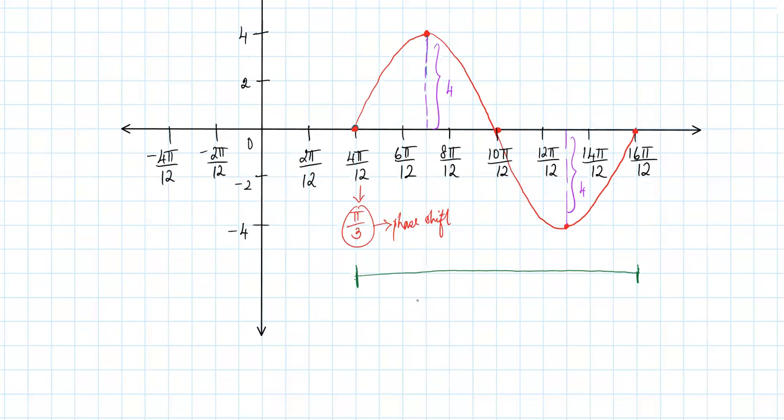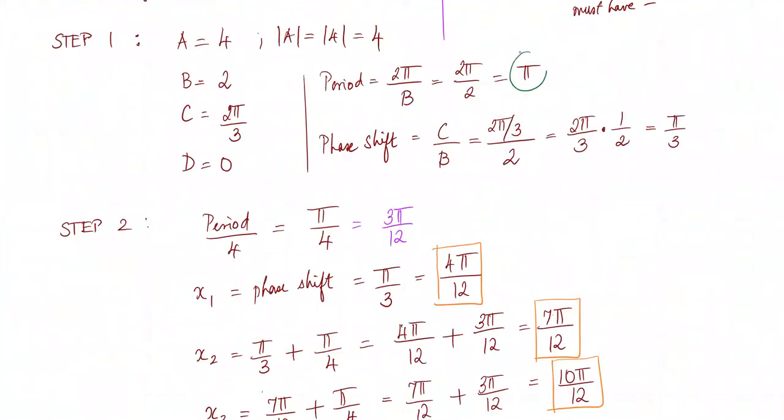Now take this 16 pi over 12. That's the end of your cycle minus the beginning of your cycle, 4 pi over 12. So I'm trying to find the period. We know that the period is pi. I'm testing if that is coming back to pi. So 16 minus 4 is 12, and 12 pi over 12 equals pi. And this was the period we found in step 1. Step 1, the period came out to be pi.